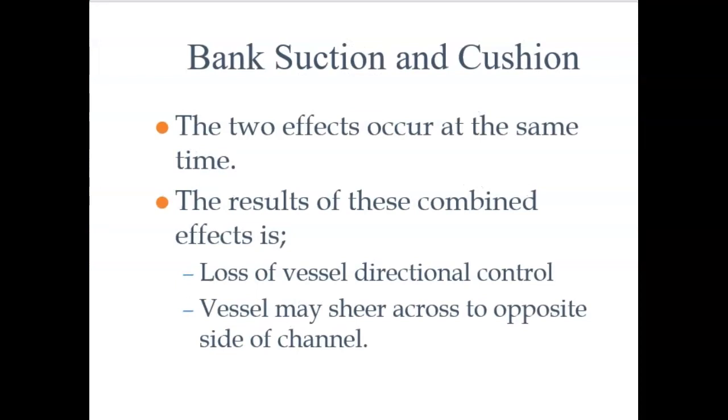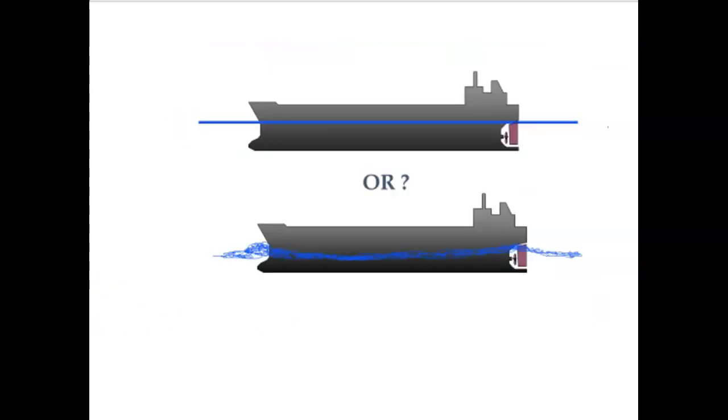So bank cushion and bank suction, the two effects occur at the same time. The results of these effects can be loss of directional control, losing the ability to steer your vessel, and the vessel may shear, in other words, take an aggressive loss of control across the channel and stick itself into the mud on the other side. That's kind of a big deal.